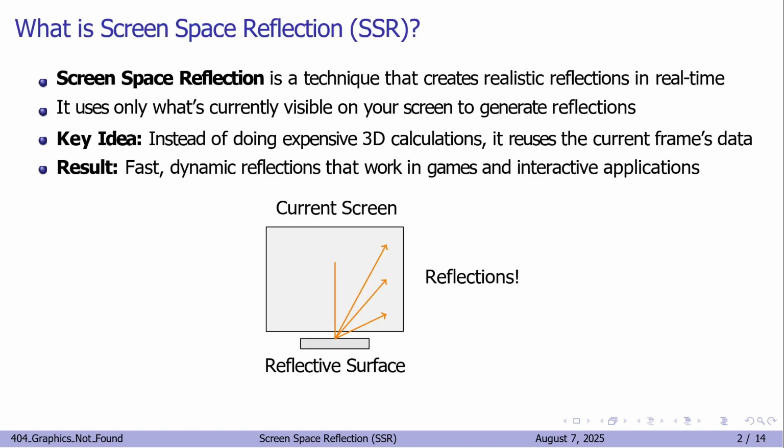So, what exactly is screen space reflection? In simple words, it's a clever trick used in computer graphics, especially in video games, to create realistic reflections very quickly. The main idea is right there in the name: screen space. It means we only use what is currently visible on your screen to create a reflection. Look at the diagram. We have a reflective surface, and instead of doing some heavy complicated 3D math, the system just looks at the pixels already on the screen and reuses them to draw the reflection. This makes it super fast and dynamic, which is perfect for games where things are always moving.